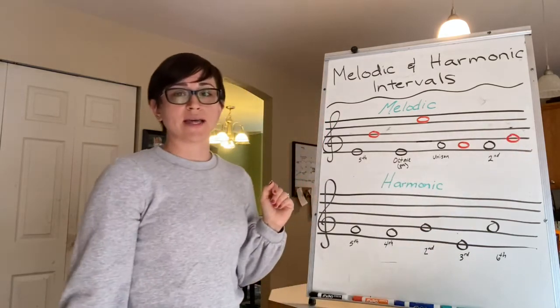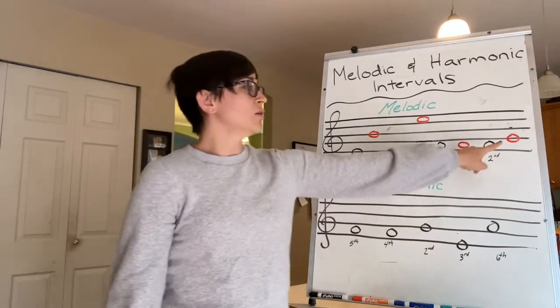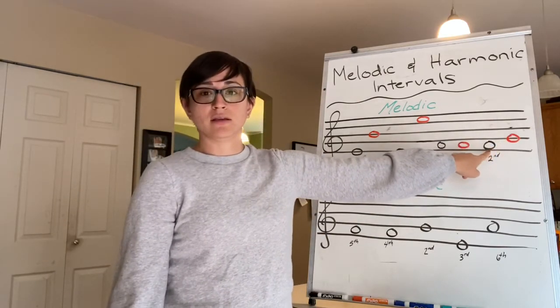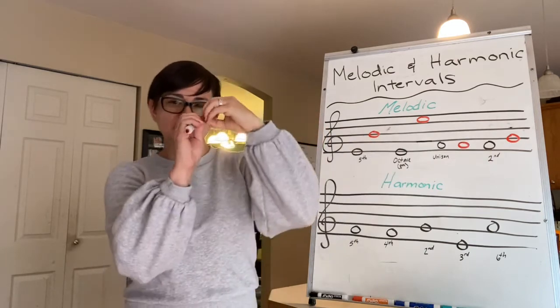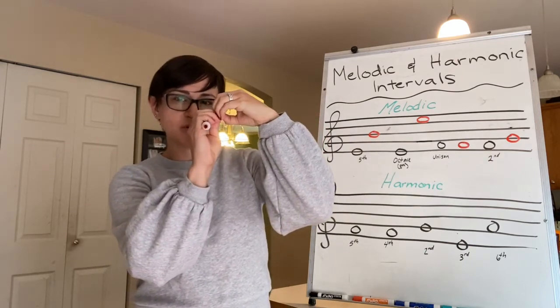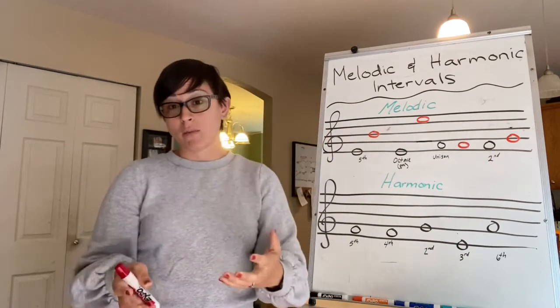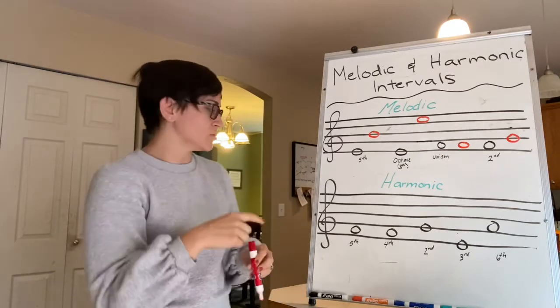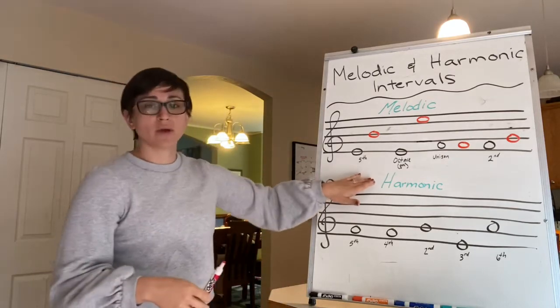So it's on that next line. Notice how they're not touching. If your second is touching and the notes are right next to each other, right on top of each other, then they're harmonic and they're being played at the same time, but those ones are not. All right, let's go ahead and move on to harmonic.